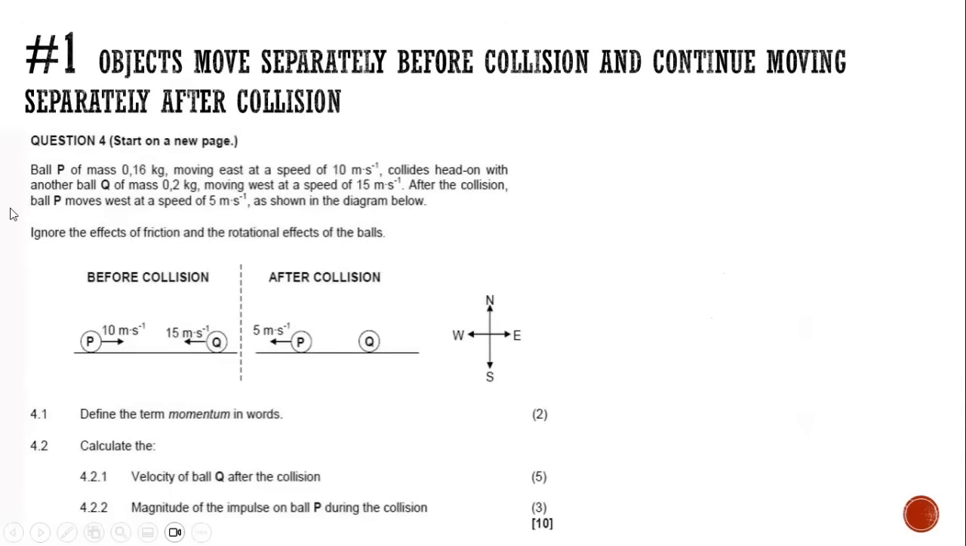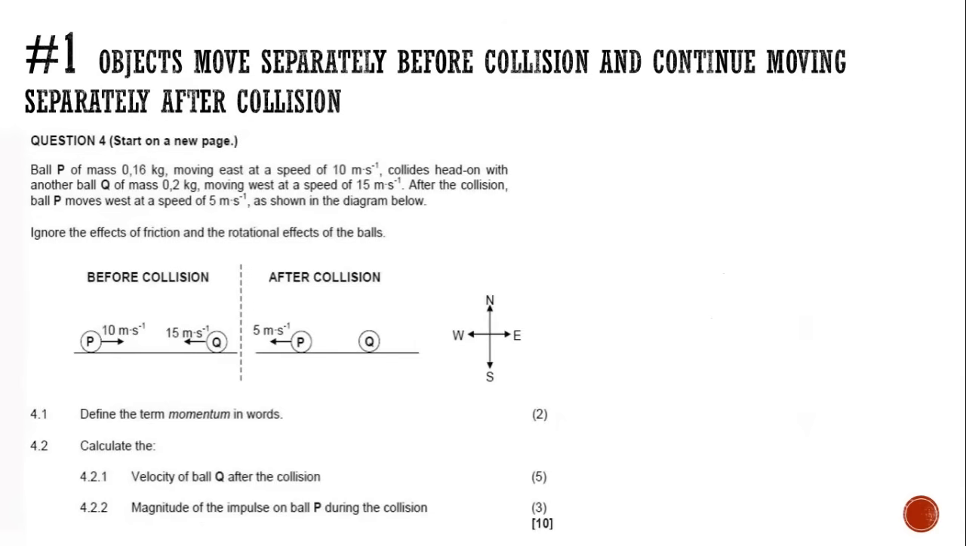Okay, so we now have the cases of collision, right? So the number one case of collision is that you can find that objects move separately before collision and then continue moving separately after collision. So when we are speaking about momentum, we are mostly speaking about collisions, right?